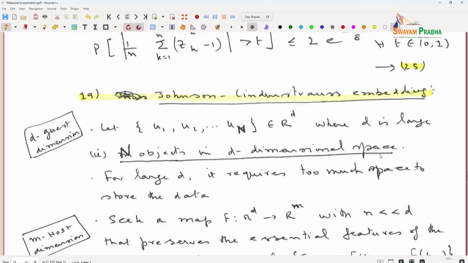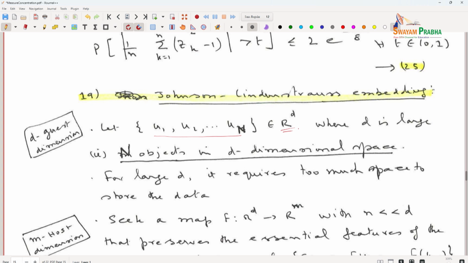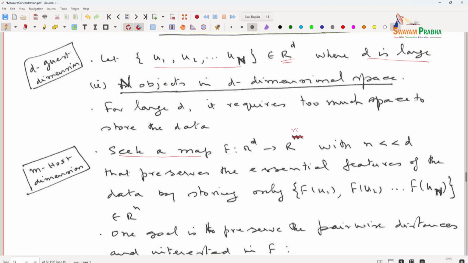Now, I am going to do a little bit of an overlap. Let us assume that I have n points in a d-dimensional space, d is large, n objects in the d-dimensional space, d is very large, and it requires too much space to be able to store the data. So, we would like to seek a dimension m and a mapping f that maps Rd to Rm, where m is much less than d, and preserves some of the essential features of the data by storing only the mapped values of u1, u2, un according to the map f.